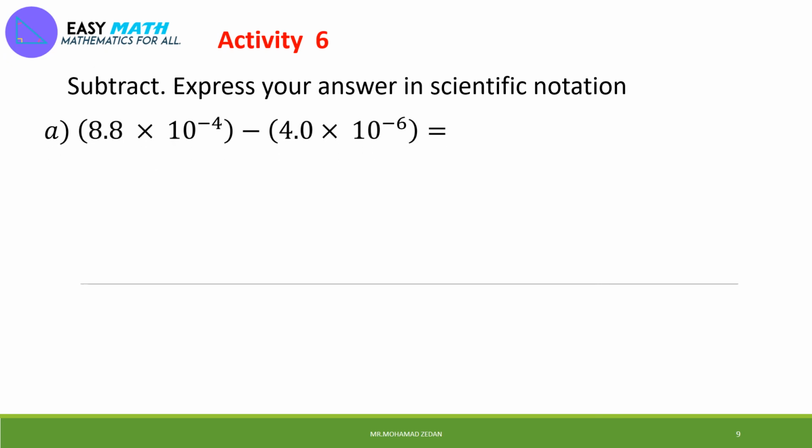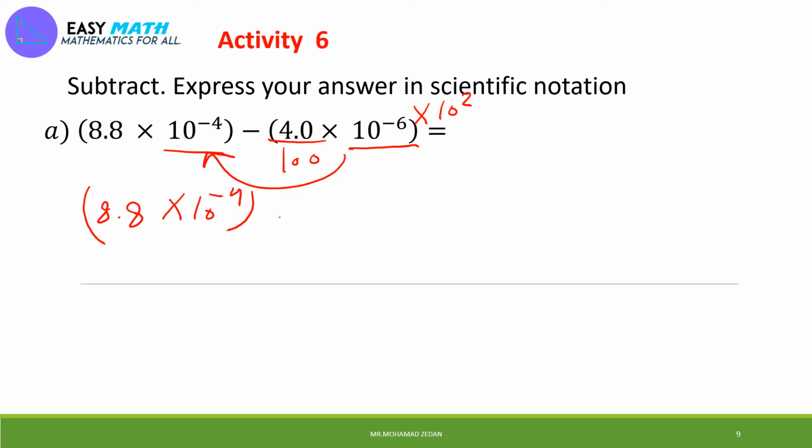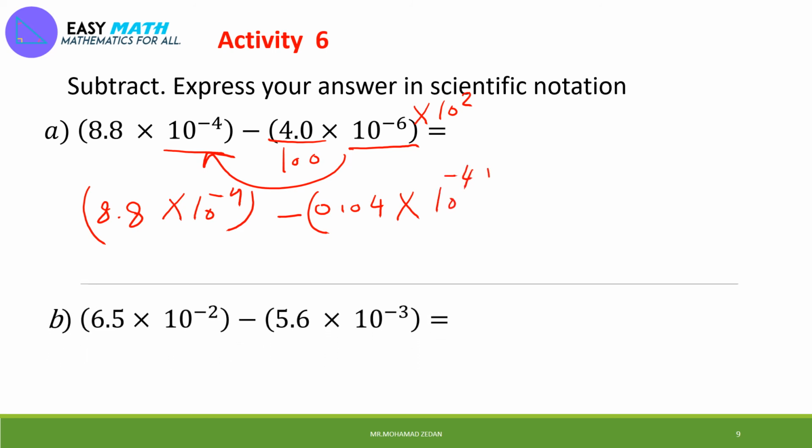This power here, 10 to the negative 4, is different from 10 to the negative 6. You need the smaller power to be made bigger, like this one. So multiply it here by 10 squared, and here divide by 10 squared, which is 100. Write 8.8 times 10 to the negative 4. Minus 0.04. Okay. Multiply 10 to the negative 6 by 10 squared and it will be 10 to the negative 4.